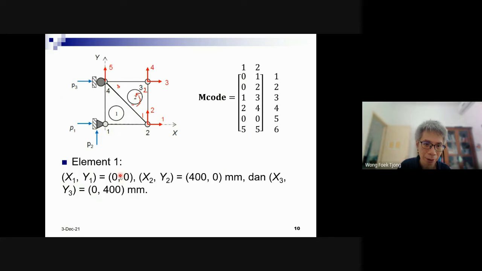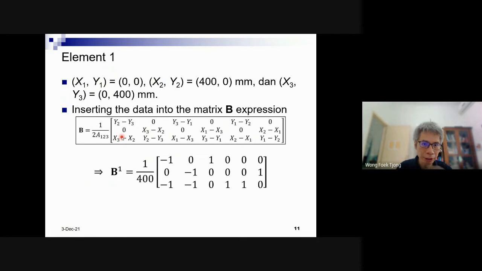Coordinate. Node 1: 0, 0. Node 2: 400, 0, in millimeter. Node 3 is 0, 400. This is referred to local numbering, not global numbering, okay? 1, 2, 3. Always local numbering. When we talk about element, we should use local numbering system. So these are the coordinates, and then let's calculate the B matrix.